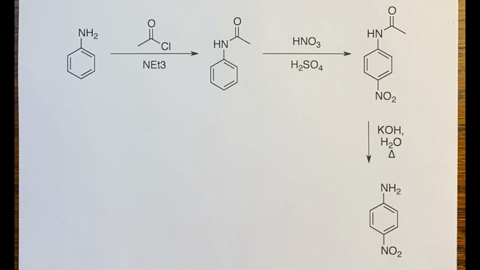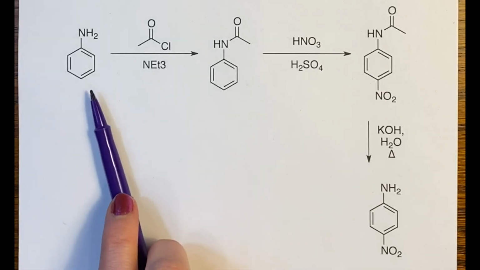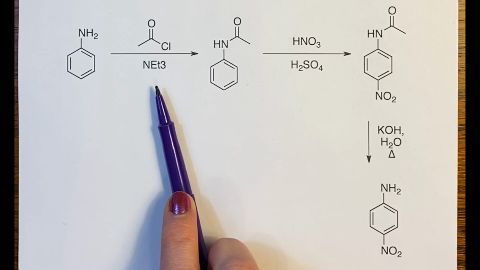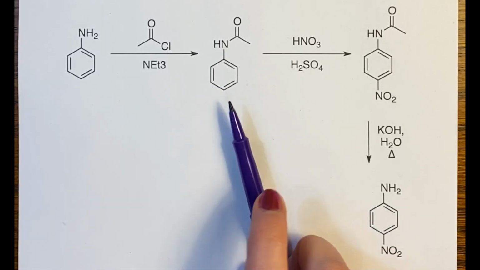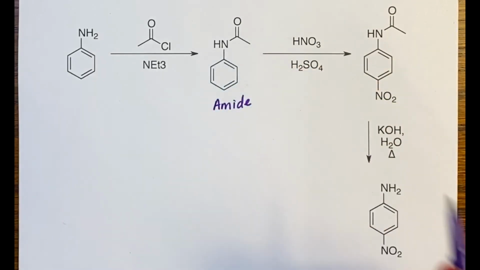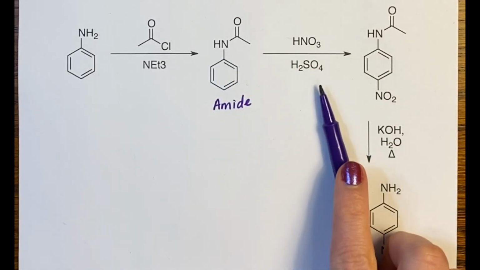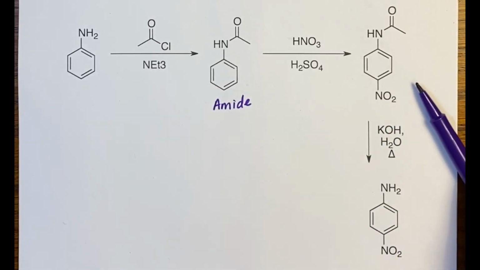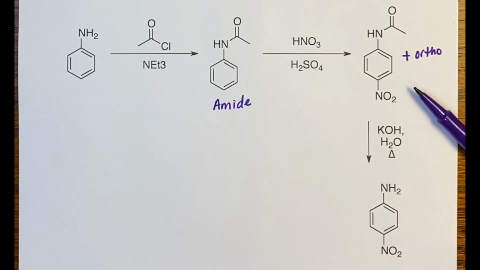In order to be able to get that ortho or para product, we need to protect that amine as an amide. So instead, we could take aniline, we could treat it with an acid chloride in the presence of triethylamine, and we could make an amide. Our amides are not basic like our amines. So when we treat this amide under acidic conditions with the conditions for the nitration reaction, we'll get the nitration product. In this case, I'm showing the para product. I'll also get the ortho product.